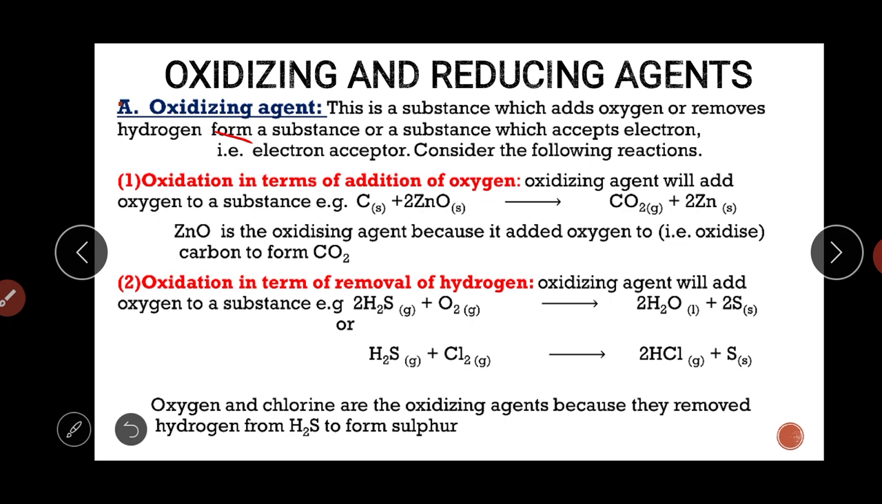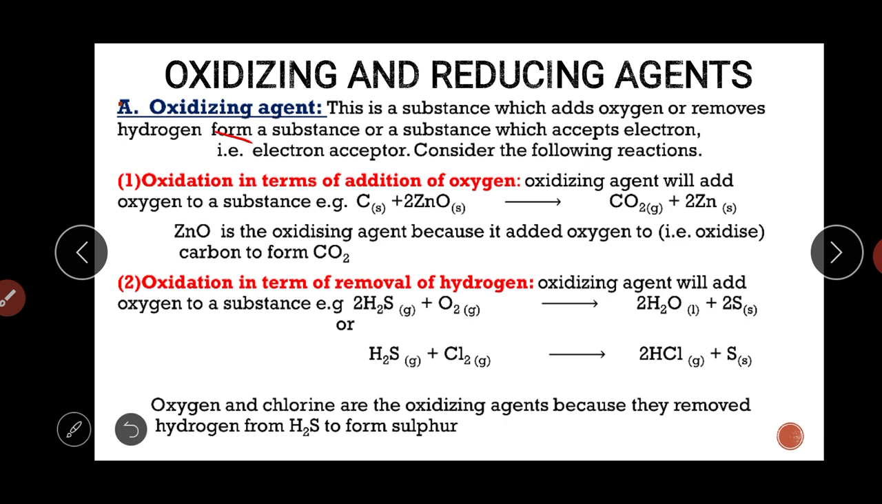We shall look at the example. Look at what we have in our slide. The first one is oxidation in terms of addition of oxygen. Whenever an oxidizing agent appears to add oxygen, look at carbon plus zinc oxide. You can see zinc oxide here at the right side, the zinc oxide added oxygen to the carbon.